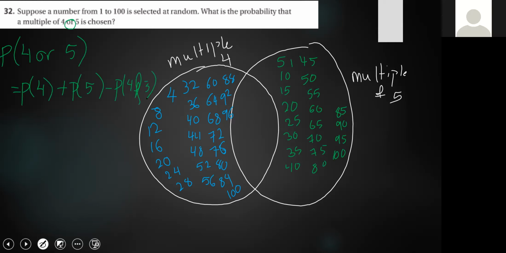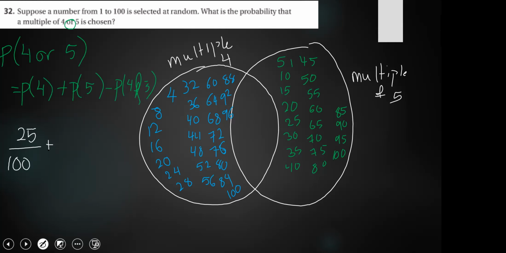Now, what is the probability of a multiple of 4? How many numbers are a multiple of 4? 25. Did you count them? Yeah, it's 25, because 25 multiplied by 4 is 100. How many numbers do we have in all? We have 100.